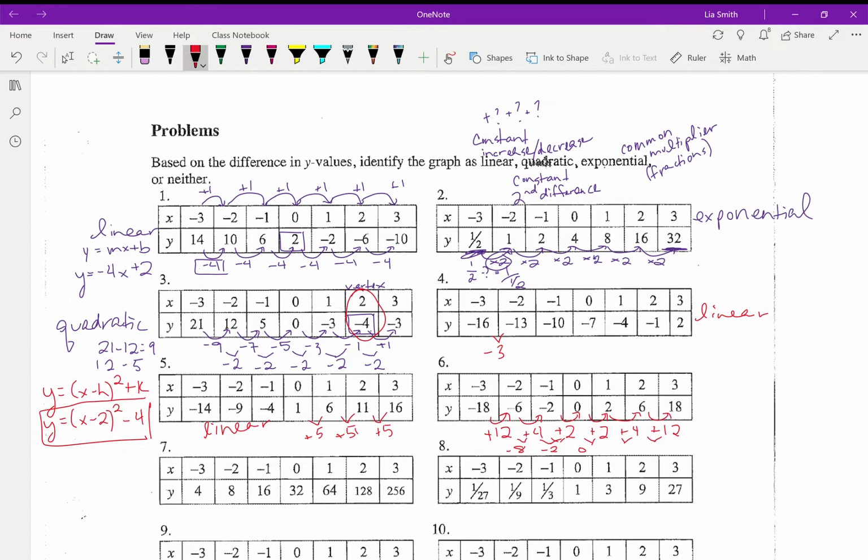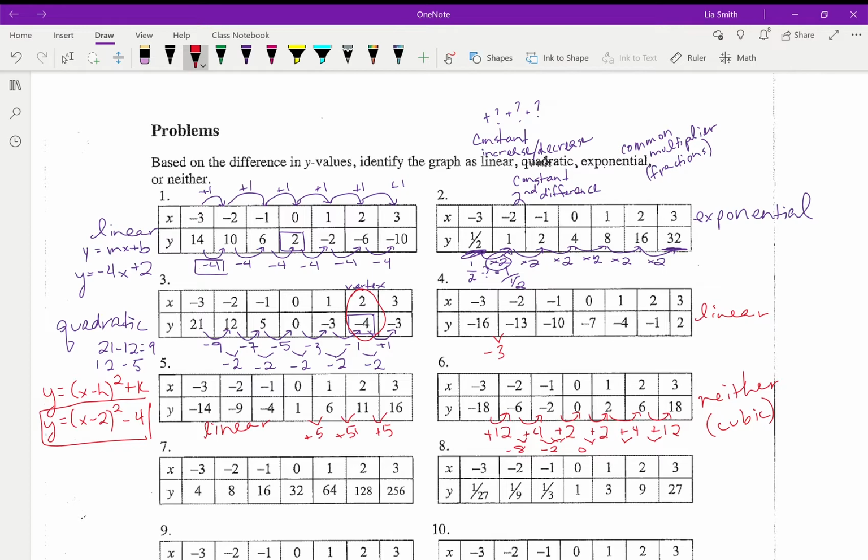You know what? Don't even bother. It's not working. So this would be an example where you would say neither. In my notes, I have that this is a cubic, but you don't study those until secondary 3, so you know what? We're just not going to worry about it right now.